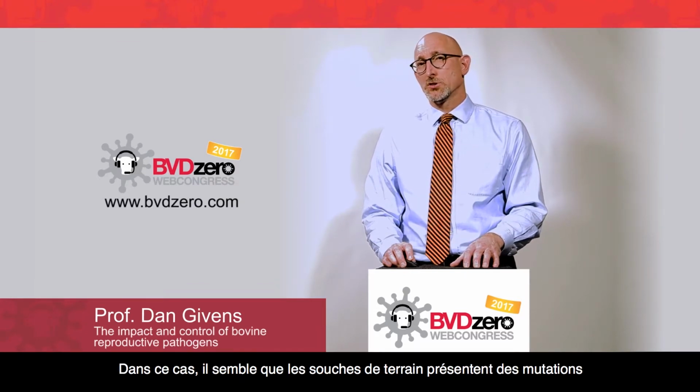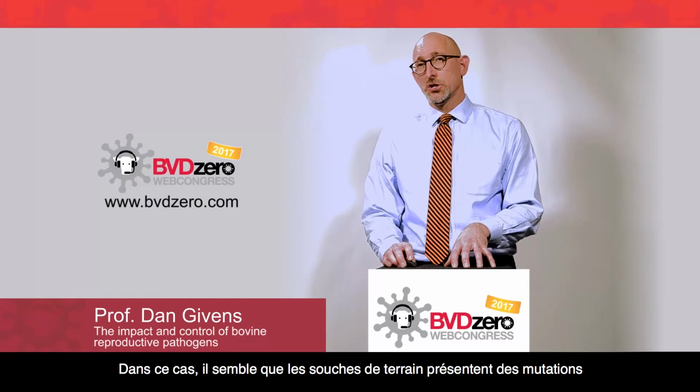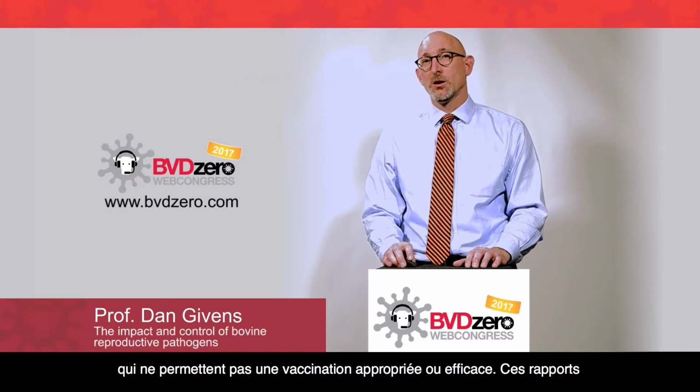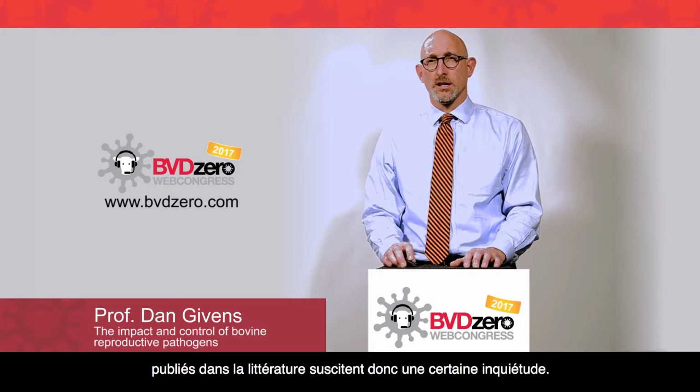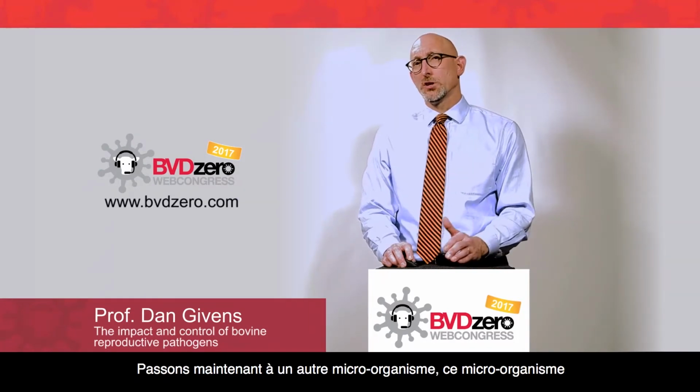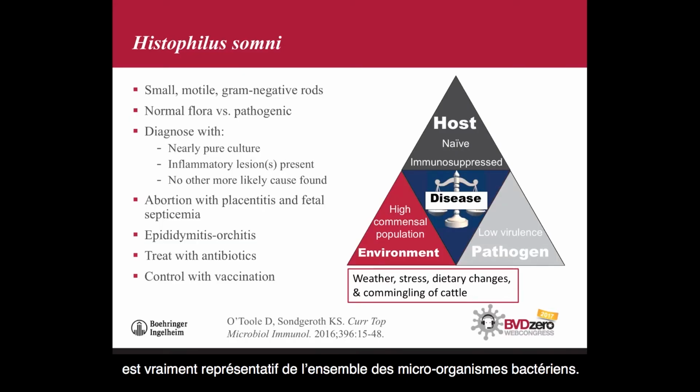As we shift to another organism, this organism is really indicative to us of a whole set of bacterial organisms. This agent called Histophilus somni is associated with some respiratory disease in calves, but also can be associated with reproductive loss. The challenge here with this small motile gram-negative rod is the question of whether or not the organism, if identified, is a common bacterial normal flora. So is it just simply there because it's there, or is it actually causing disease?